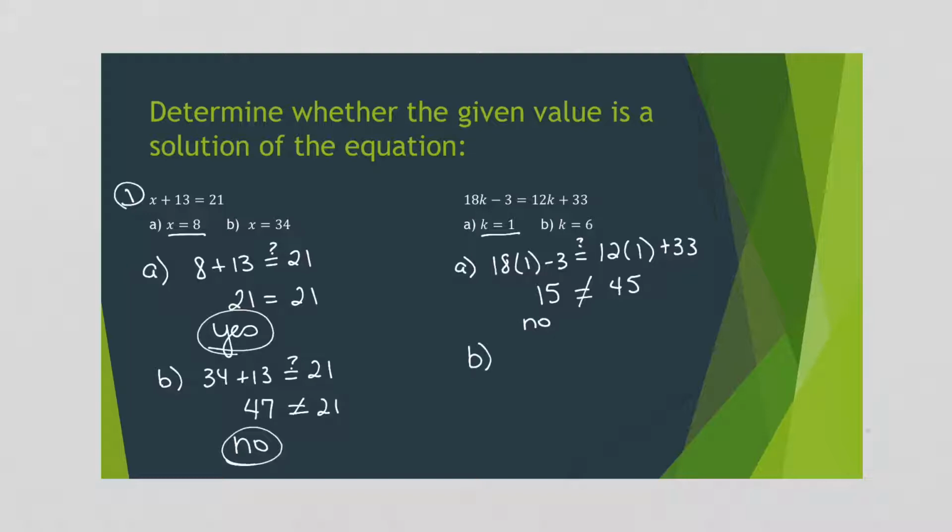On part B, I'm going to let k equal 6. So I've got 18 times 6 minus 3. Does that equal 12 times 6 plus 33? And I'm going to grab my calculator for this, and here's what I'm typing into my calculator. I'm typing in 18 times 6 minus 3, and I get 105 on the left. Now I'm typing in 12 times 6 plus 33, and I get 105 there. So those are equal to each other, so in part B, I would say yes.